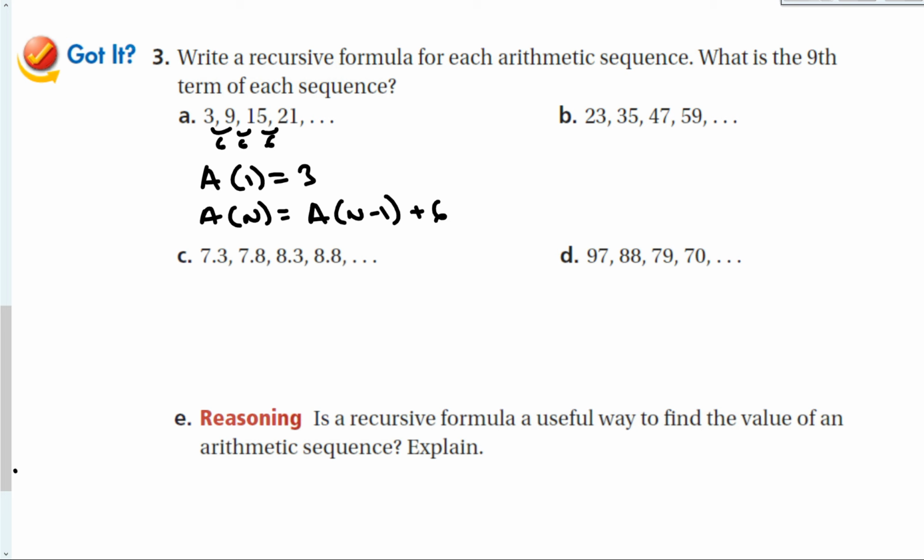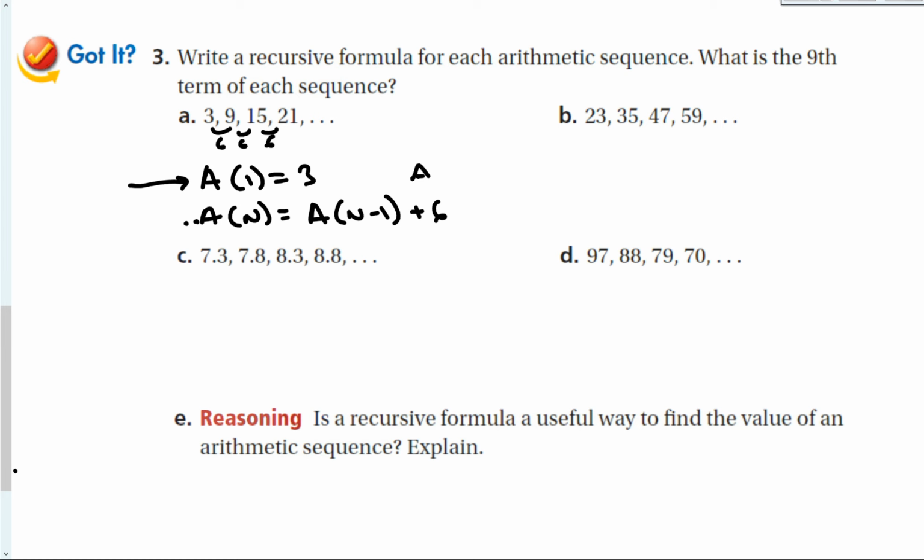For recursive formulas, you're going to need to have this line right here because you need somewhere to start. Because the second part of the formula says, to get this term, take the one before it and add 6. Well, there's no way to find the first term with this. So recursive formulas have 2 parts, your start and how you get the next one. So you have to have both of those.